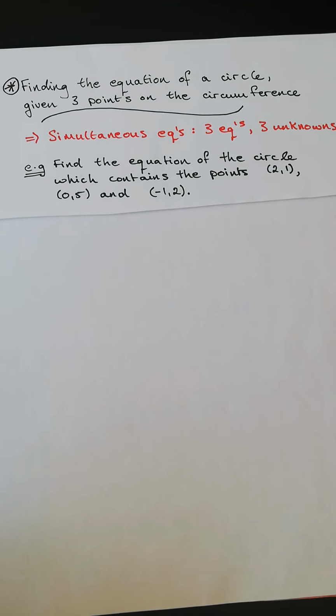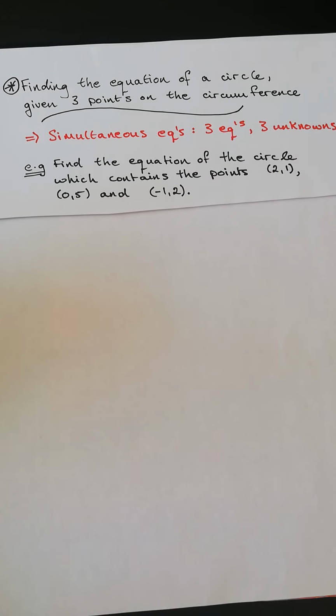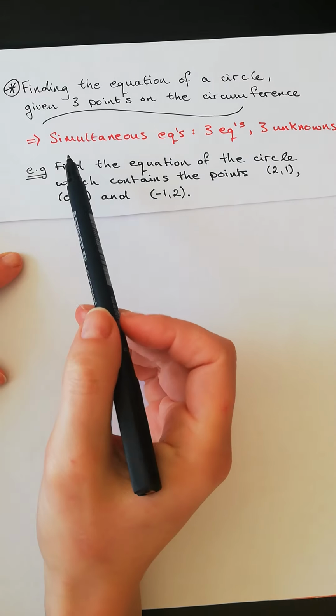Hi guys, so the focus of this video is coordinate geometry of the circle, and in particular I'm going to show you how to find the equation of the circle when you have been given 3 points on the circumference. Okay, this is just simultaneous equations, 3 unknowns. That's all, it's just algebra.